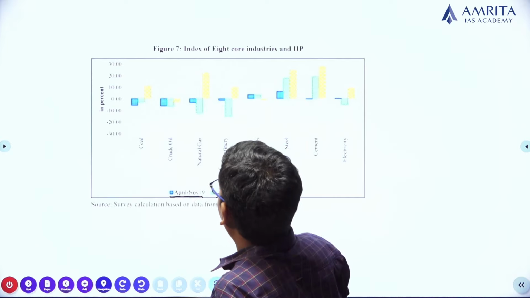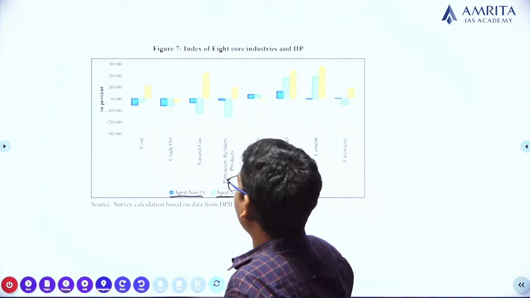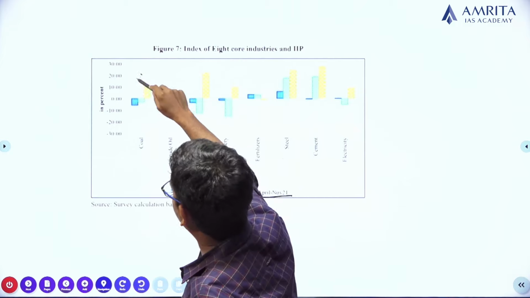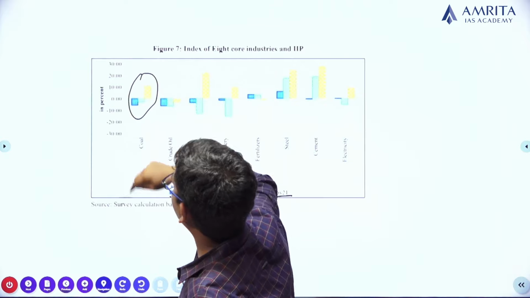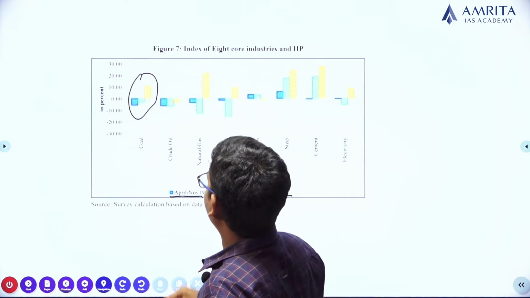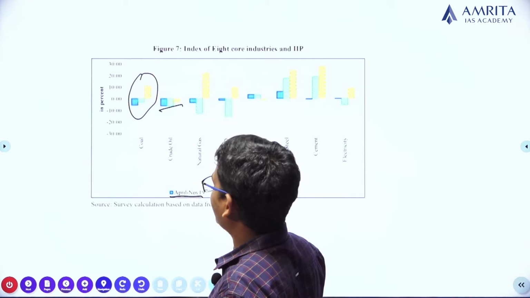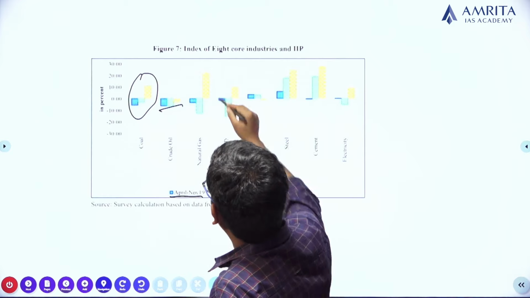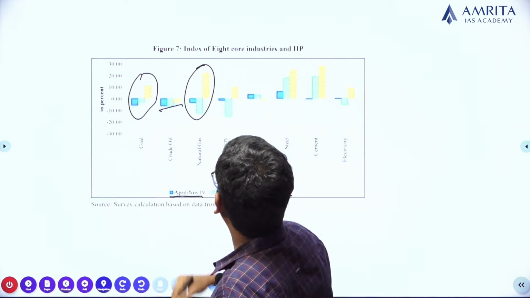See, in the pre-pandemic, coal did not perform well. In the pandemic it did not perform well, in the post-pandemic it is performing well. It is performing well in the sense that it also has the base effect, which you also have to consider. Take the case of crude oil, it is not even good, even in pre-pandemic it is in negative. Take the case of natural gas, a good amount of increase.